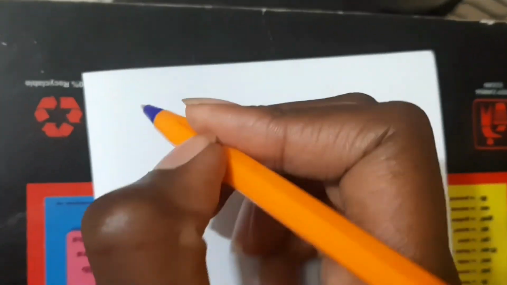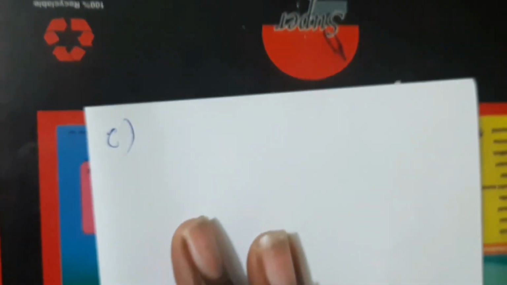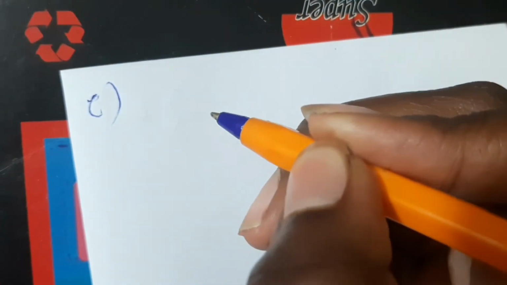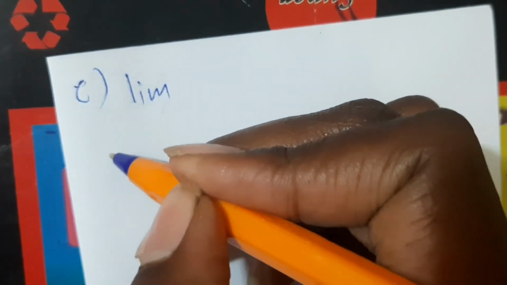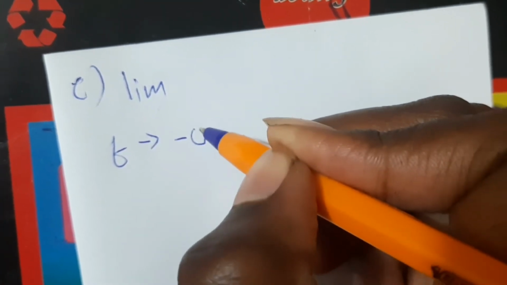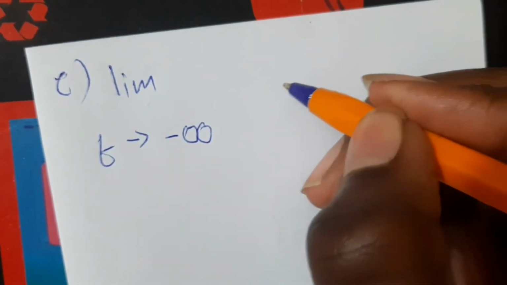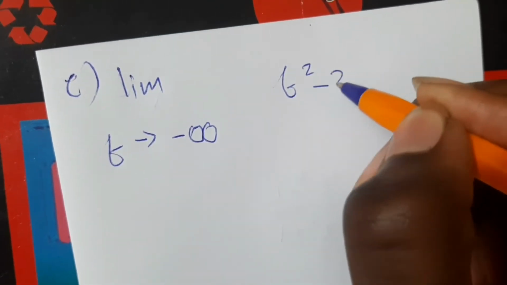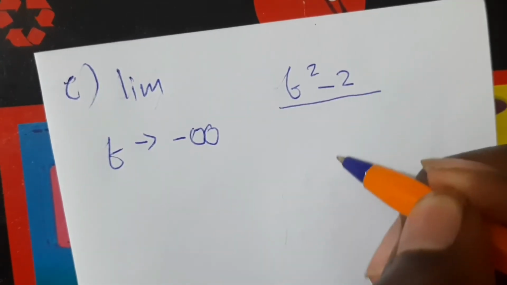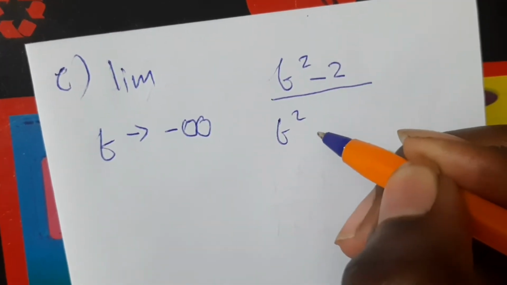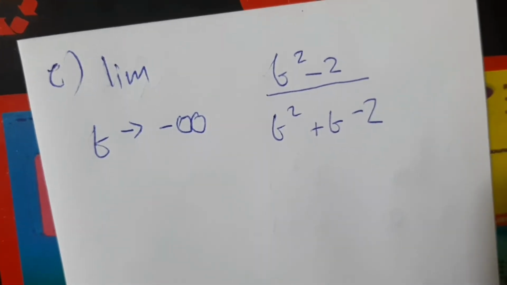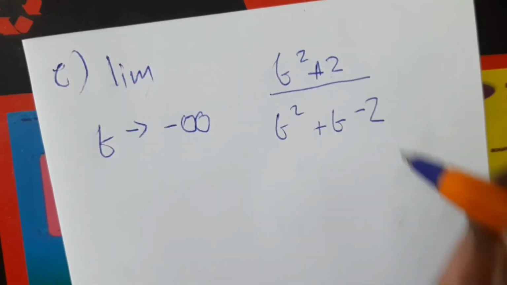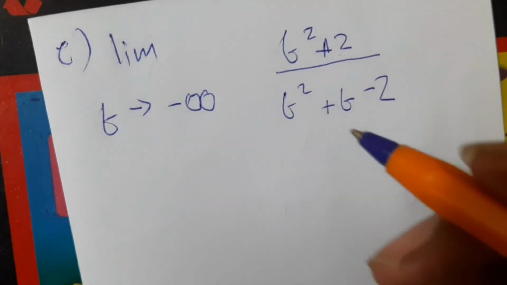So next is C, which is the limit of t to negative infinity of t squared minus 2 over t squared plus t minus 2. So again, this is plus 2. Again, we're only going to consider the highest degrees.